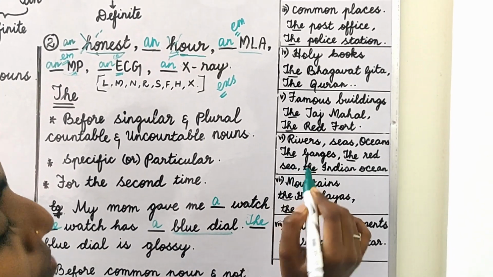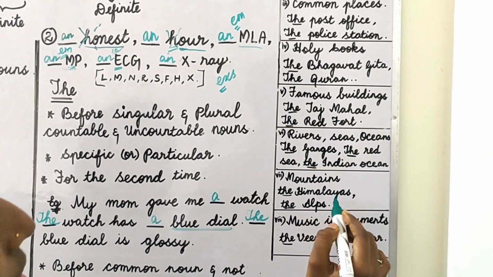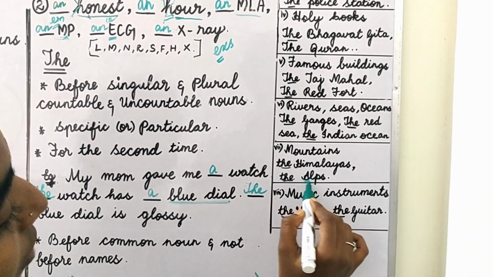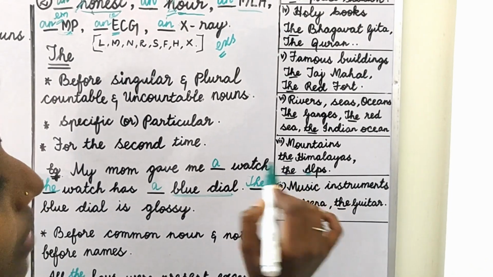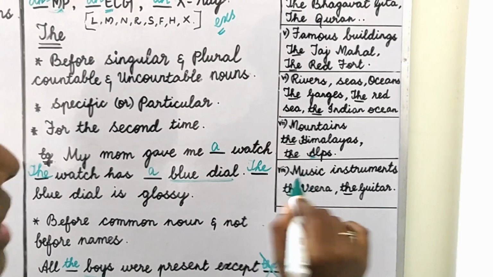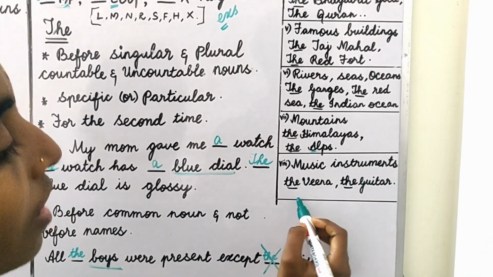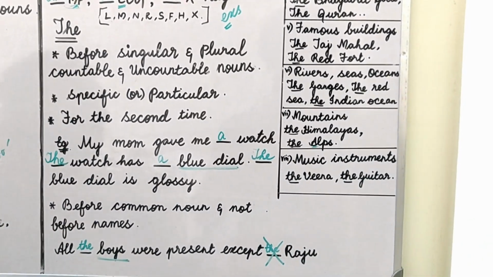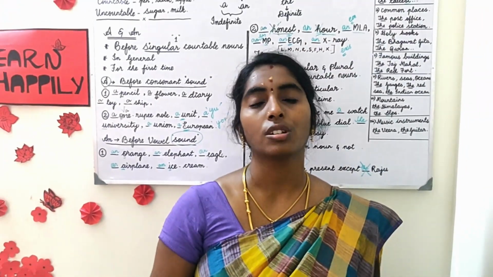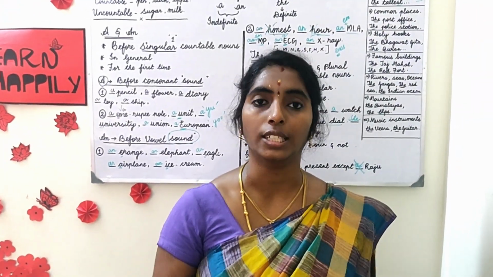Similarly, before mountains: the Himalayas, the Alps. Even though Alps begins with a vowel letter, you should not use an, and it's the Alps. Then before musical instruments: the veena, the guitar. Okay, so these are some of the common places where you shouldn't forget to use the article the.